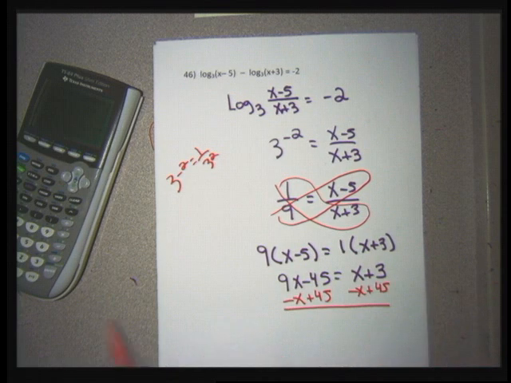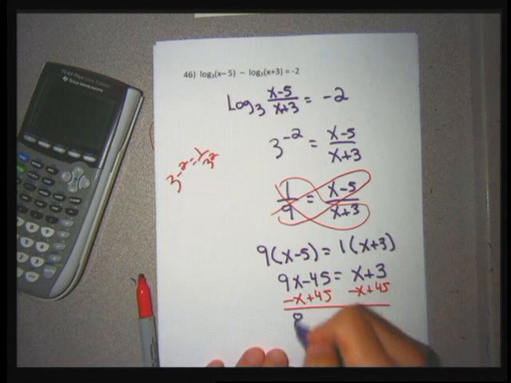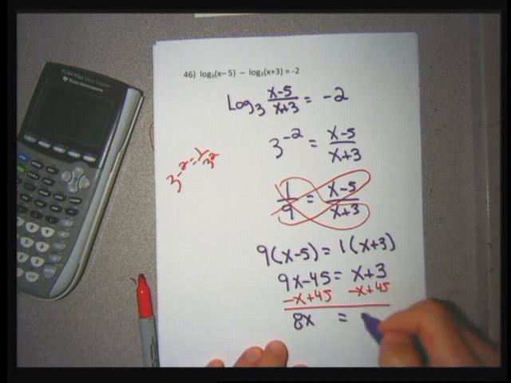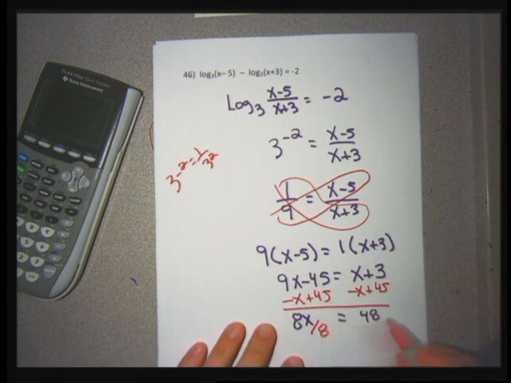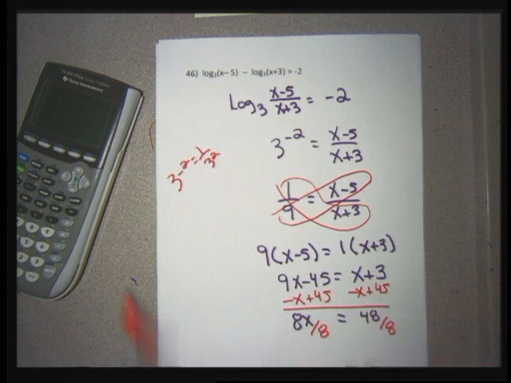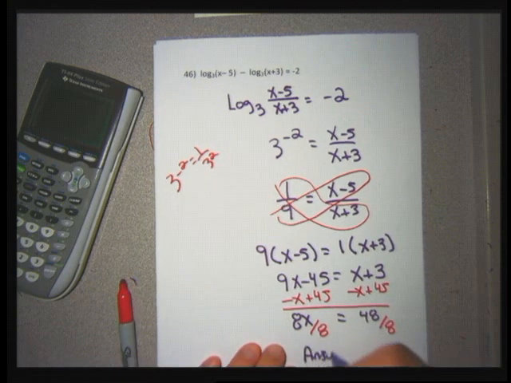On the left side, 9x minus 1x is 8x. The 45's cancel. On the right side, the x's cancel. 3 plus 45 is 48. And then I divide by 8. I believe the answer is x equal to 6.